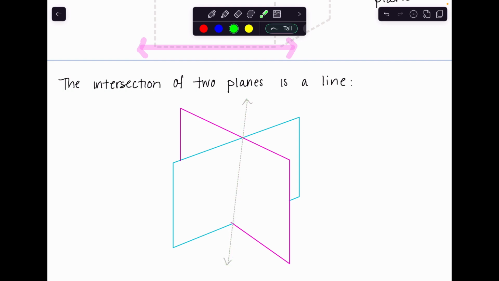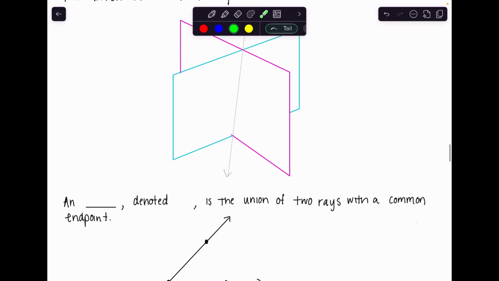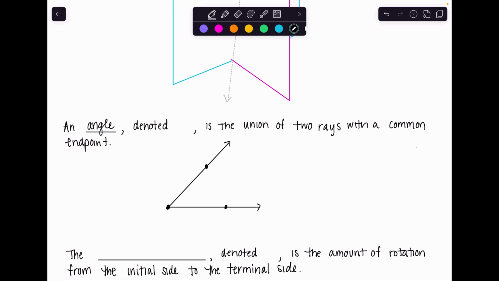Okay. So our last main definition or topic within this section is going to be angles, and that's really where the bulk of this section is going to come from. So an angle is formed from the union of 2 rays, and there is a common endpoint between the 2 of them. So you've seen an angle look like this.